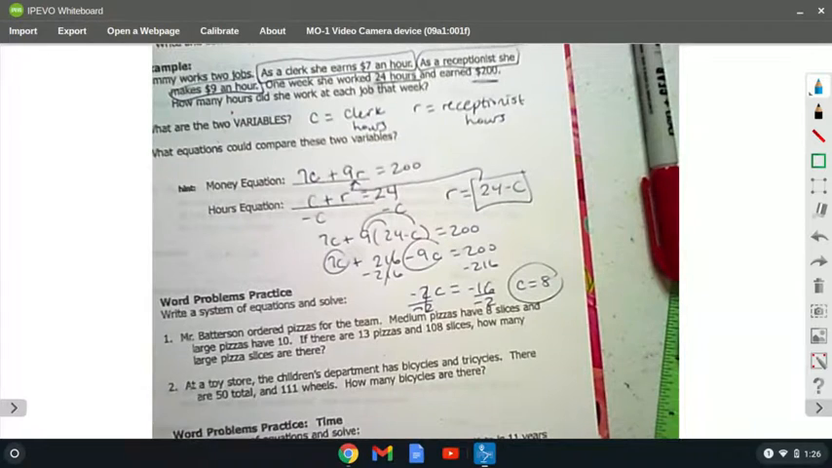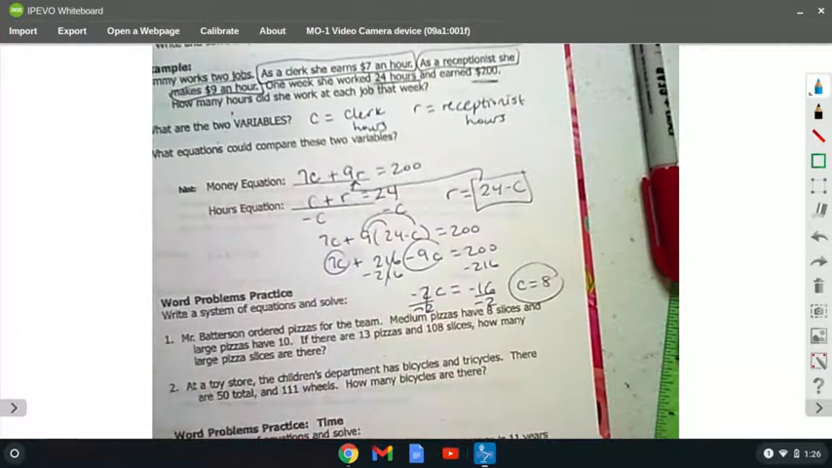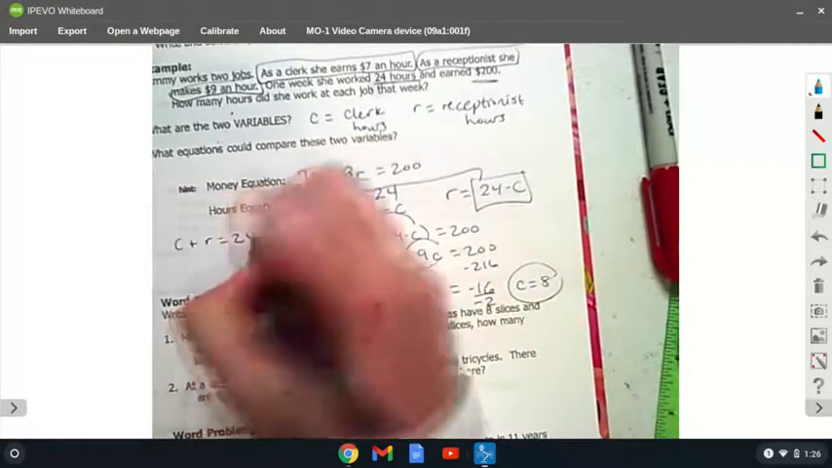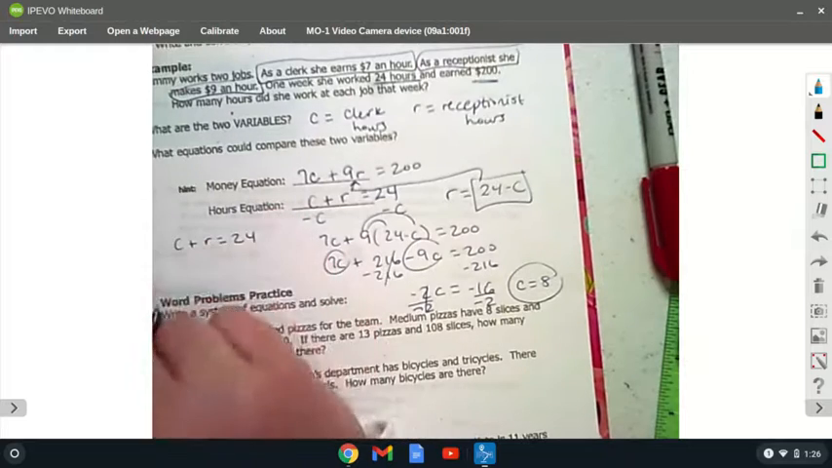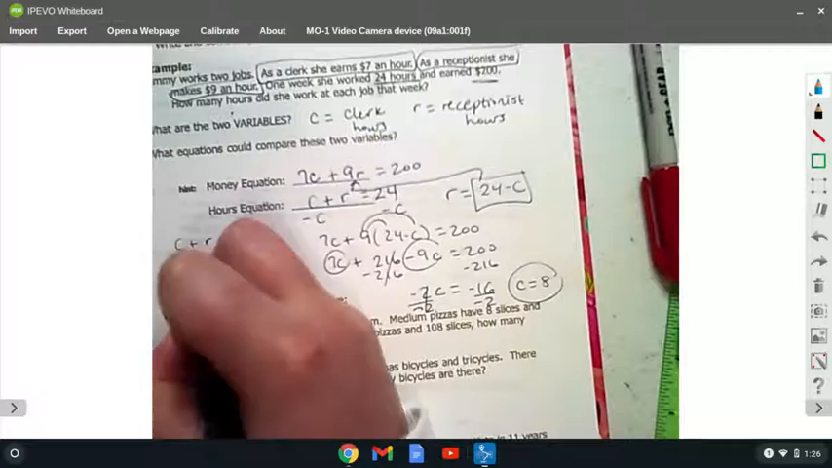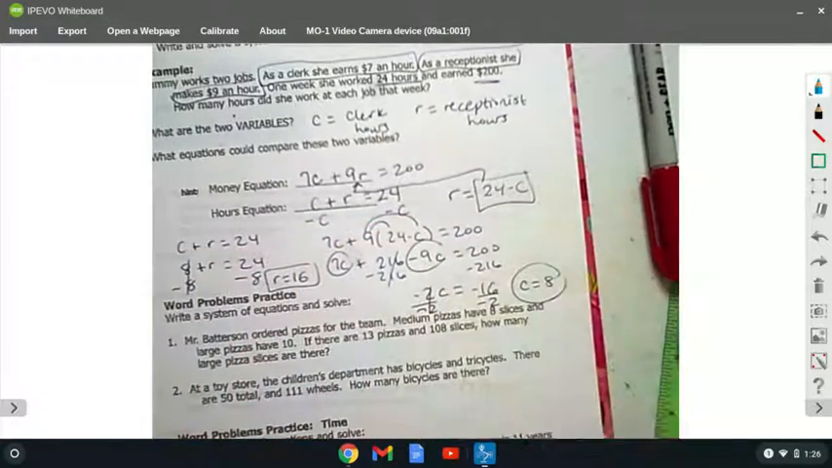I've now figured out what C is. Let me plug it in to one of my equations to find what R is. So I'll just look at the second equation. C plus R should equal 24. So I'm going to plug in my C, which is 8. Then I'm going to subtract 8 from both sides, and that makes R 16.